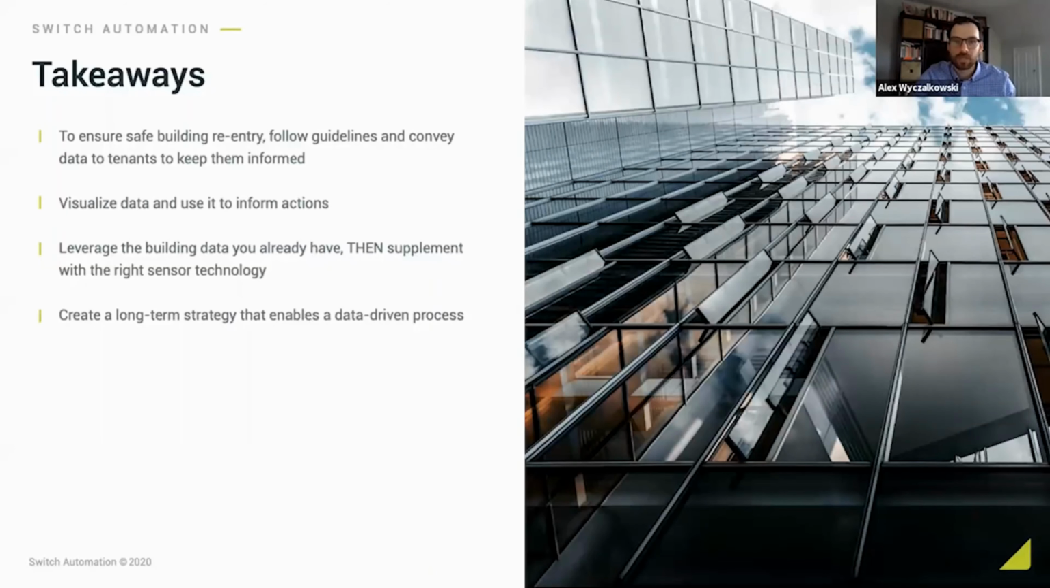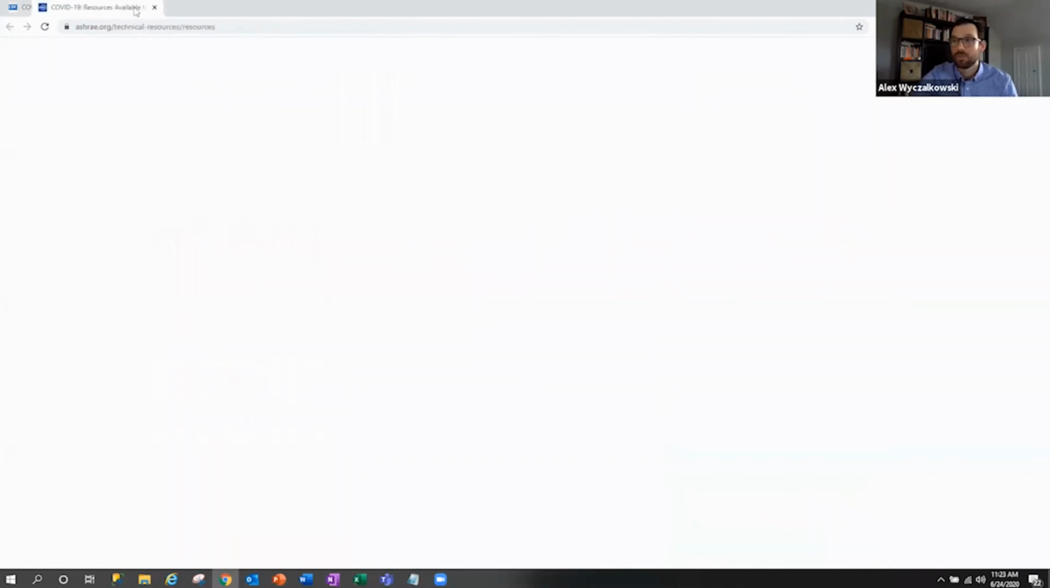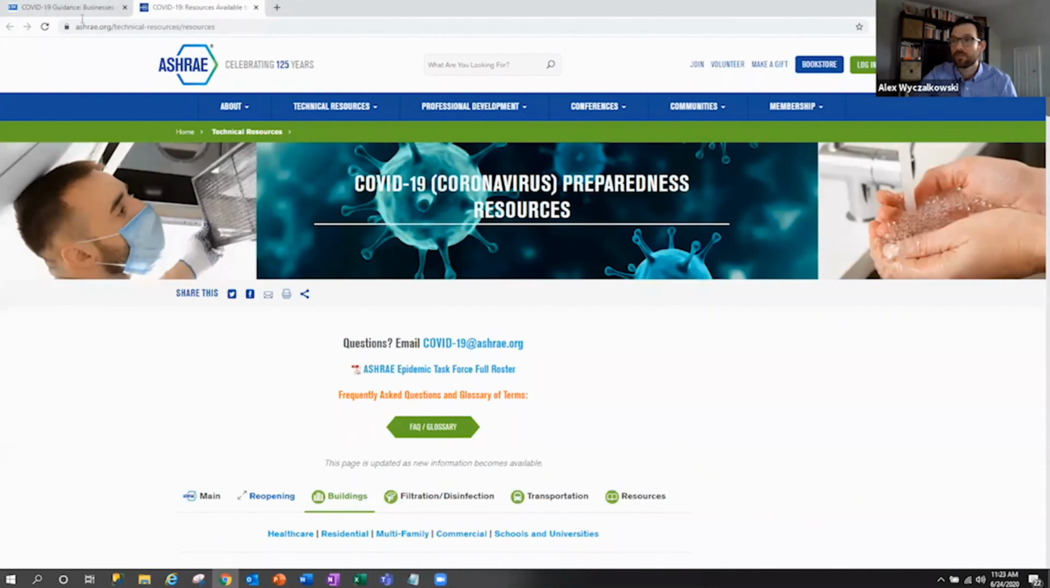So if you bear with me here, CDC, again, they've got a lot, cdc.gov. I found that they have good interim guidance here for businesses and employers responding to COVID-19. That's a good resource from the CDC standpoint. And then if we're talking specifically about building operations, CDC relies a lot on ASHRAE, which is the American Society of Heating, Refrigeration, and Air Conditioning Engineers. So this is a really good source that I found, ASHRAE.com.